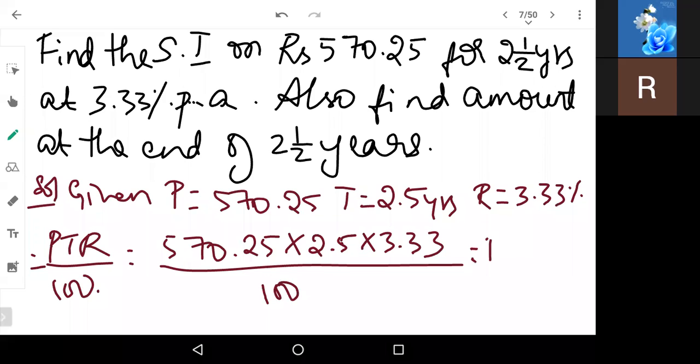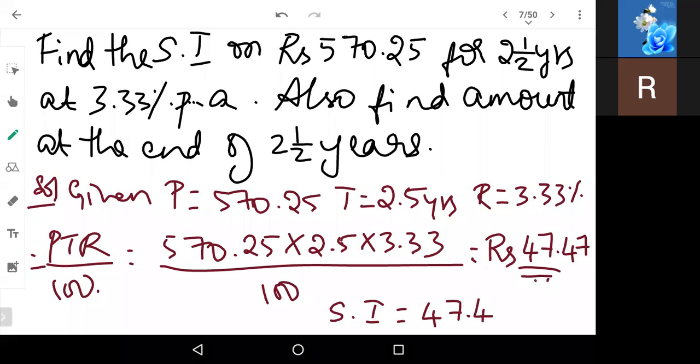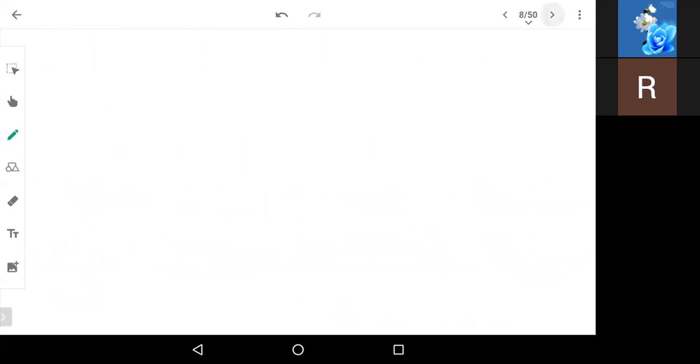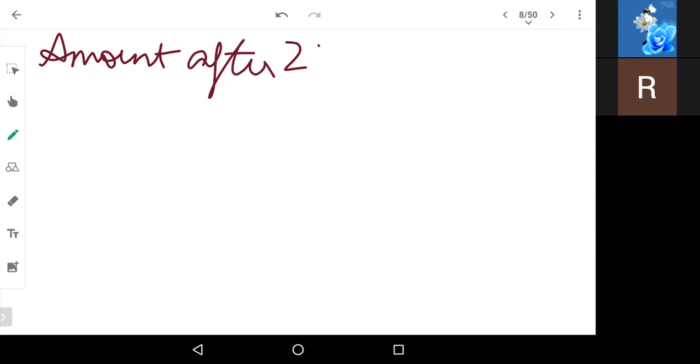So your simple interest will be 47.47. Very good. So simple interest is 47.47. Now we have found the simple interest. Now the second question is, find the amount after 2.5 years. So amount after 2.5 years is nothing but amount is equal to principal plus interest.